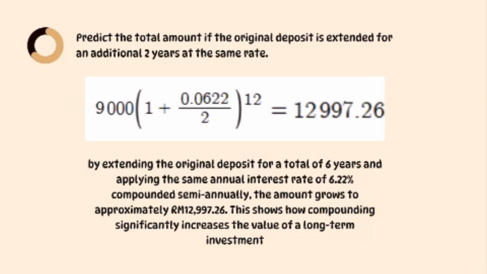By extending the original deposit for a total of 6 years and applying the same annual interest rate of 6.22% compounded semi-annually, the amount grows to approximately 12,997 ringgit and 26 cents. This shows how compounding significantly increases the value of a long-term investment. Okay, so now the solution, we will write 9,000 ringgit, bracket 1 plus 0.0622 over 2, bracket power of 12. And if you press the calculator, I will get 12,997 ringgit and 26 cents.